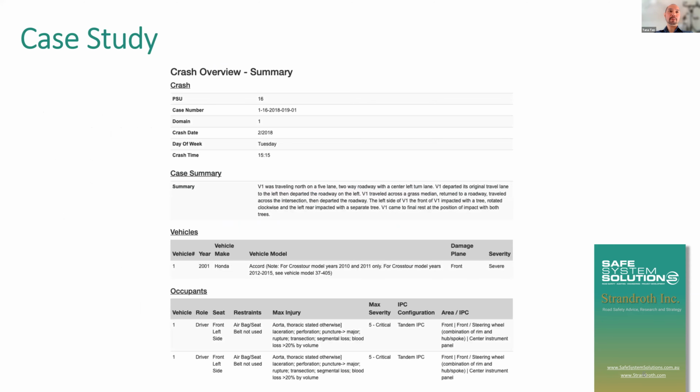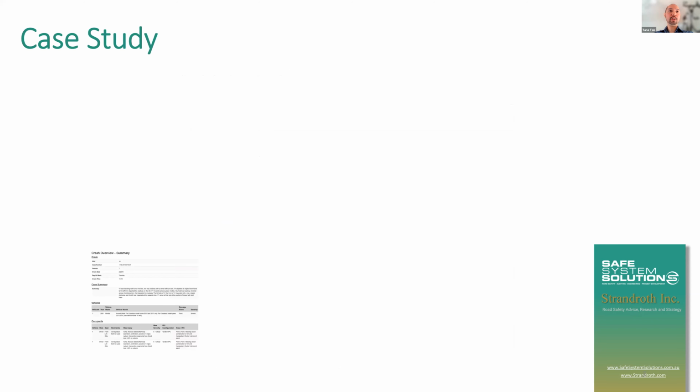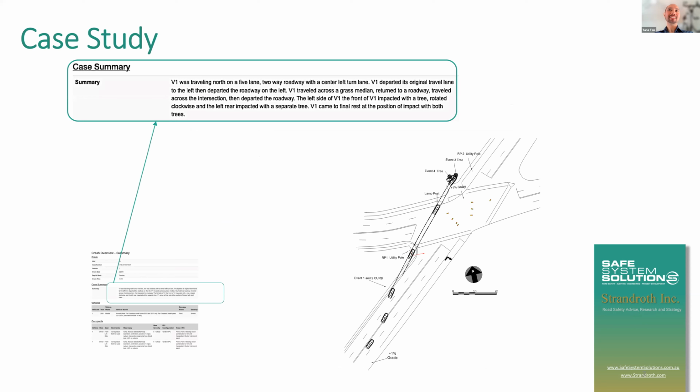So this is a crash report from the US NASS CDS system. As you can see, it contains a reasonable amount of detail. This is only one page of several dozen pages. What I'm most interested in here is the summary of the crash. So what I've done in the next slide is extract that for you. Voila. Okay, so that's circled in green, and on the right-hand side, I've got a crash diagram, and I'm going to be walking you through that crash diagram sentence by sentence.